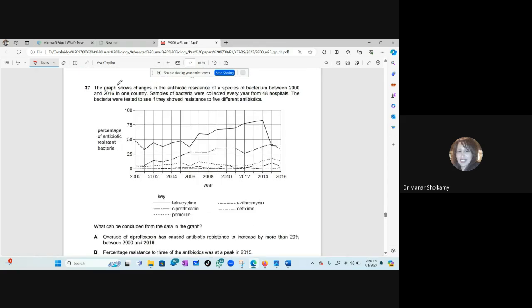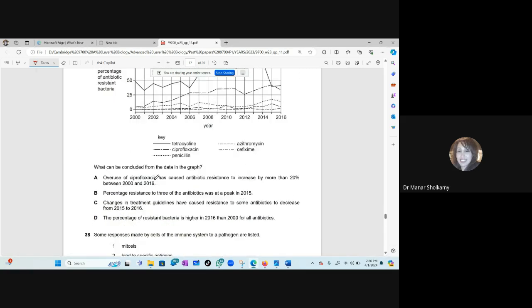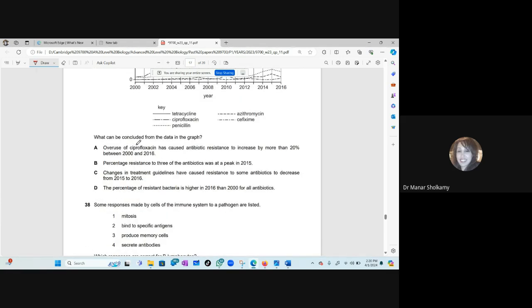Question 37. The graph shows changes in the antibiotic resistance of a species of bacterium between 2000 and 2016 in one country. Samples of bacteria are collected every year from 48 hospitals. The bacteria were tested to see if they showed resistance to 5 different antibiotics. You have to have the graph in front of you. What can be concluded from the data? A: Overuse of the ciprofloxacin has caused antibiotic resistance to increase by more than 20% between 2000 and 2016.